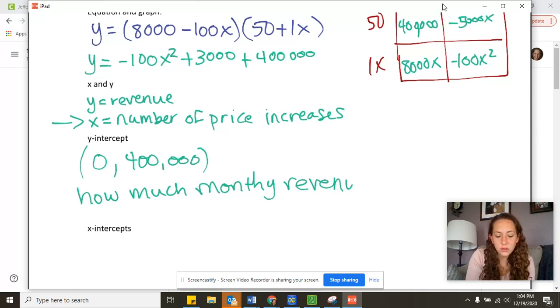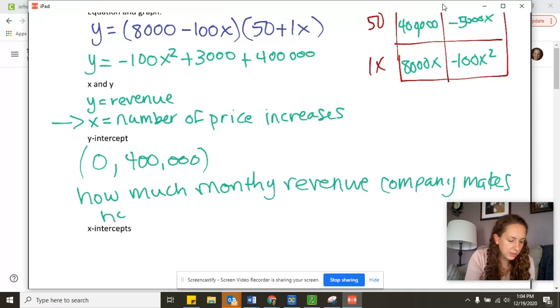That could change depending on your situation, your scenario that you choose. But it's how much monthly revenue the company makes now.